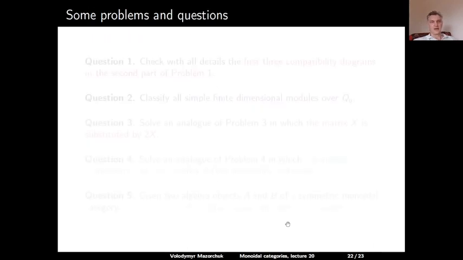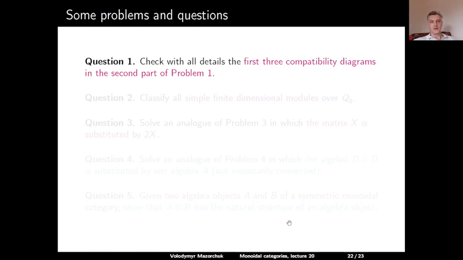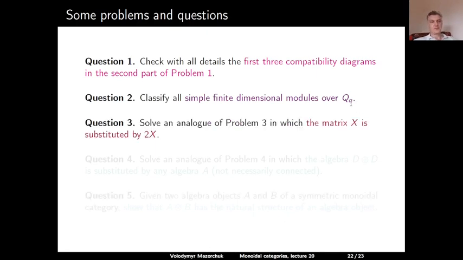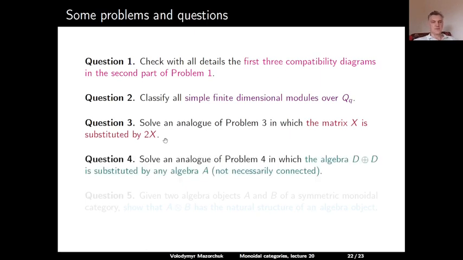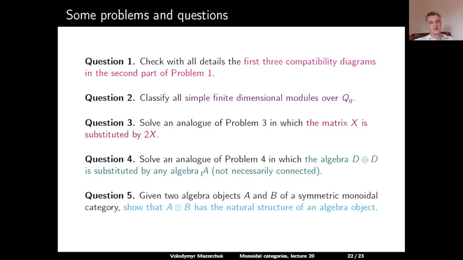Some questions at the end. Question 1. Check with all details that the first 3 compatibility diagrams in the second part of problem 1 commute. Question 2. Classify all simple finite dimensional modules over the quantum plane. Question 3. Solve an analog of problem 3 in which the matrix X is substituted by the matrix 2X. Question 4. Solve an analog of problem 4 in which the algebra D plus D is substituted by any not necessarily connected algebra A.